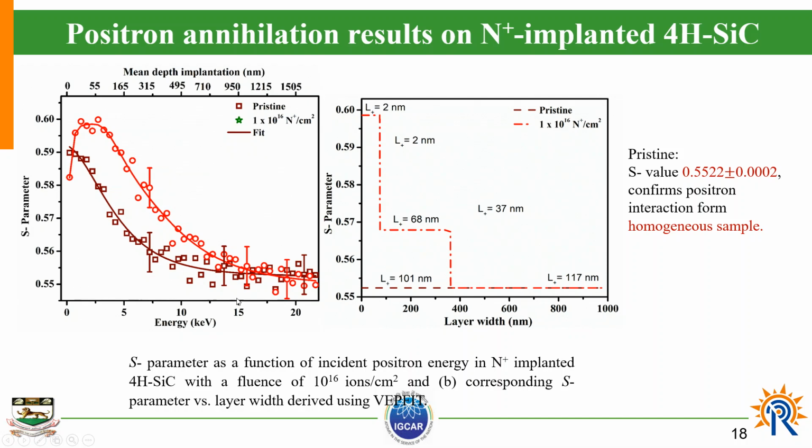Of course, the pristine sample, which is the bottom one, is unirradiated, homogeneous, and has a defect-free nature. That is why we use a single layer fitting, since it does not have defects. After implantation, the S parameter increases in the surface region, and as it goes into the deep region, the mean implantation depth also has to be considered here. In the deep region, it matches the pristine value.